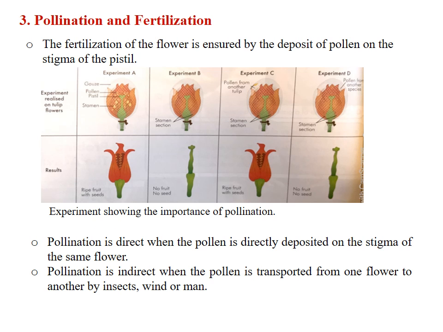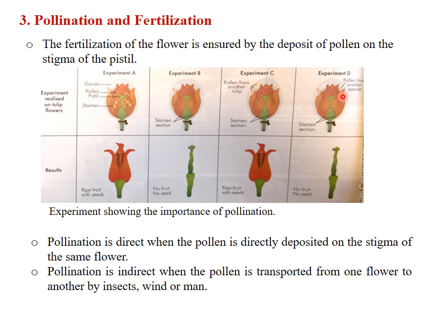Now, let us see how pollination and fertilization occur in flowering plants. The fertilization of the flower is ensured by the deposit of pollen on the stigma of the pistil. Let's look at this experiment that shows the importance of pollination and try to analyze the results. The fruit and seeds are not formed when the stamens are cut, as we can see in experiment B, or when the cut stamens are replaced by pollen from another species, as we can see in experiment D.